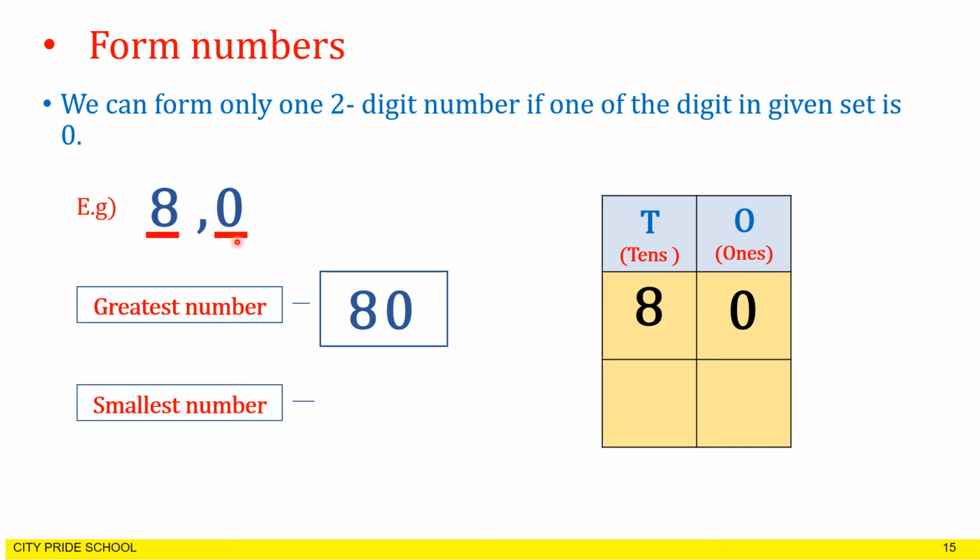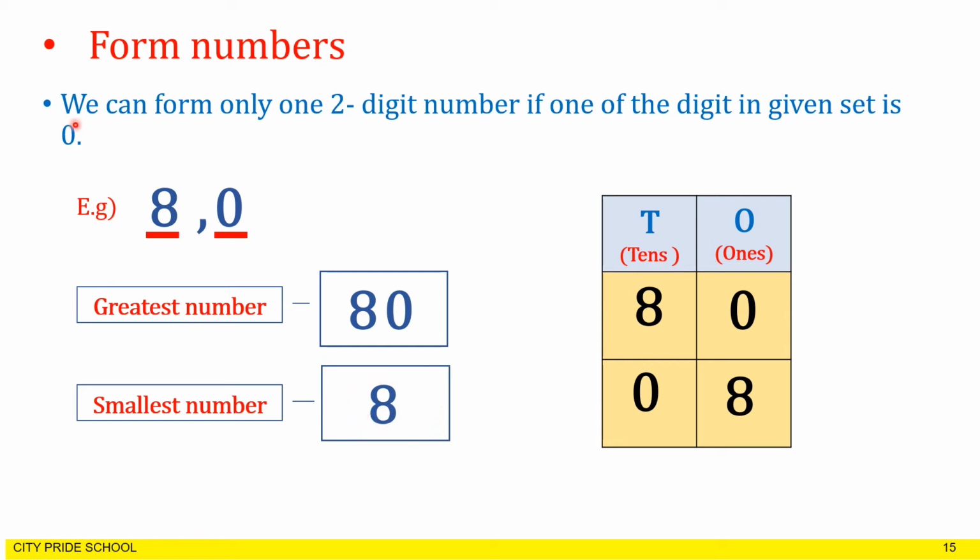Which is the smallest number here? 0. So we'll put 0 here now. 0 and 8. Now, what is 0 and 8? 08 is only the number 8. Okay. So one two-digit number we got, that is 80, but here we will get only 8 now. Only 8. So we don't get a two-digit number here, right? We got only a one-digit number here.